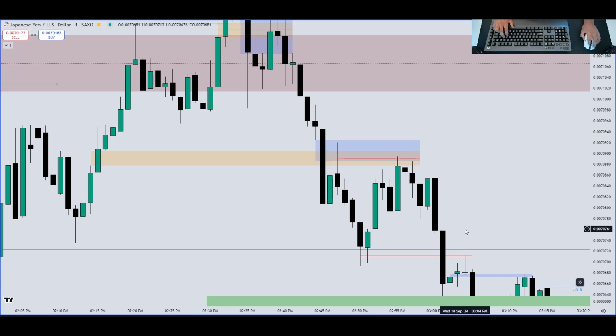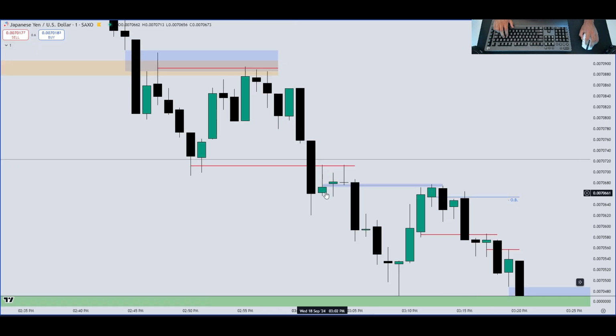And then we see price trade lower. We then see another breakaway gap. We see price trade up, again trading into the 50% of these wicks right in here. And then we see price displace lower.